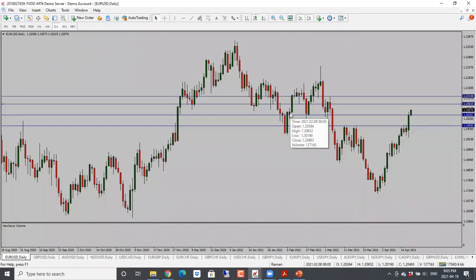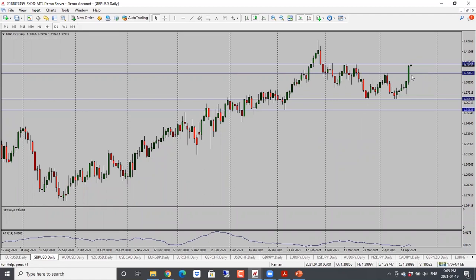We'll start off by taking a look at euro dollar. Big move up in euro dollar, so we're looking for a further continuation of this move. Next target here is 1.2080. And then above that, we're looking at 1.2120. So bias here is bullish for euro dollar.